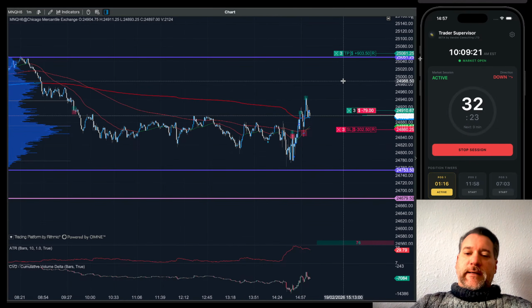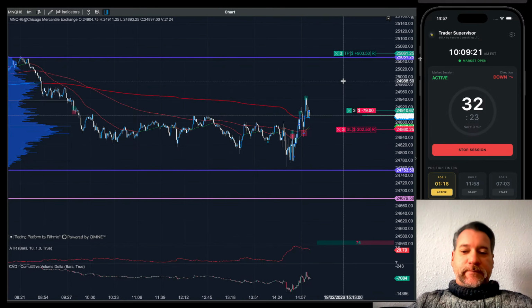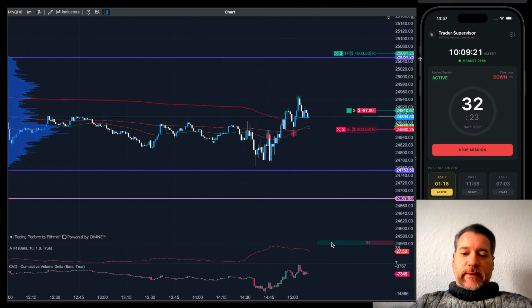Higher high, higher low, higher high, higher low. Let's do it again properly. Let's do it again properly. And I need to make sure I'm not explaining things where you cannot see it.